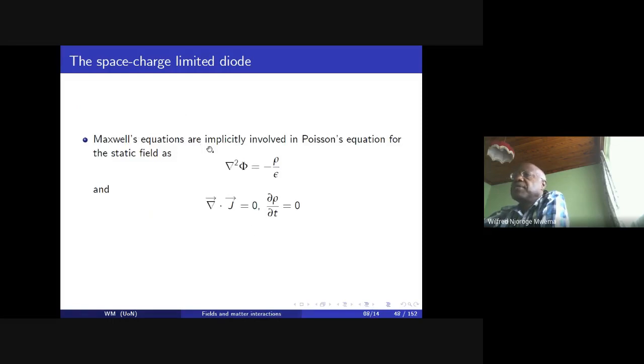So Maxwell's equations are implicitly involved when we are looking at Poisson's equation for static fields in the following form. That is, the Laplacian of phi is equal to minus the volume charge density, or free charge density, divided by the permittivity. And the continuity equation shows that the divergence of J is equal to 0 for static fields, and therefore d rho by dt, the time rate of change of the free charge density, is also going to be equal to 0.